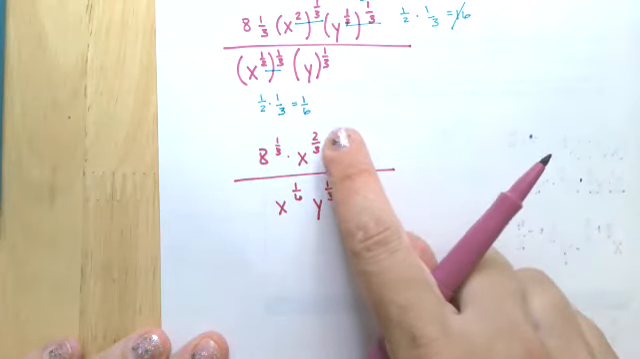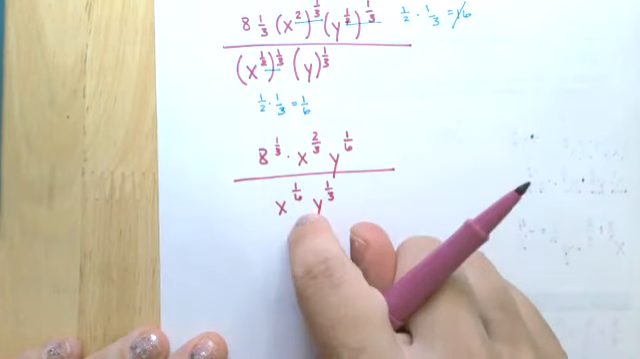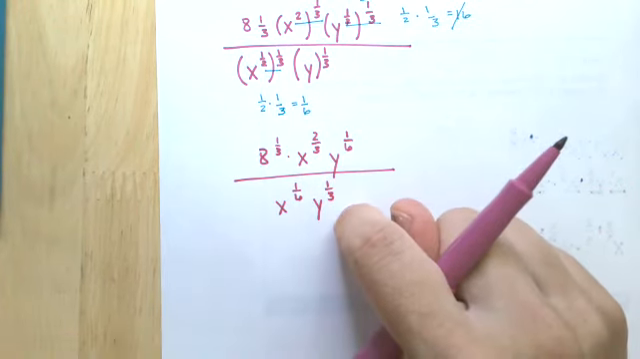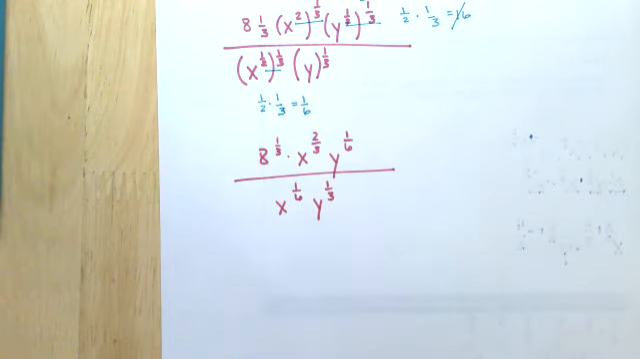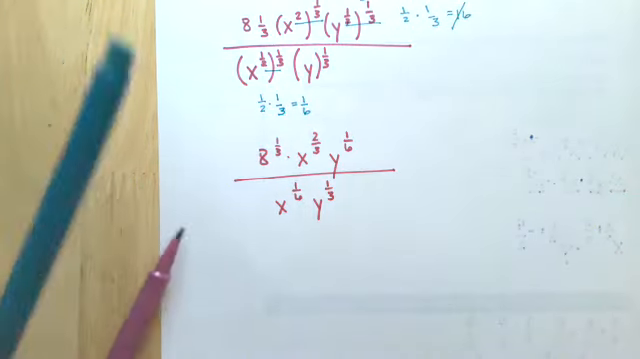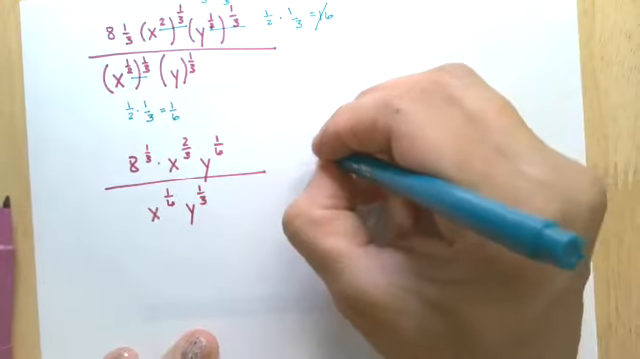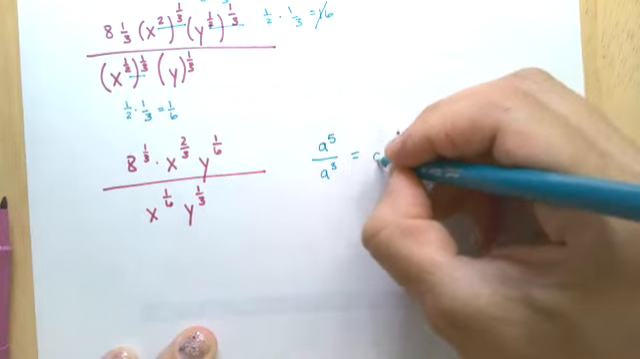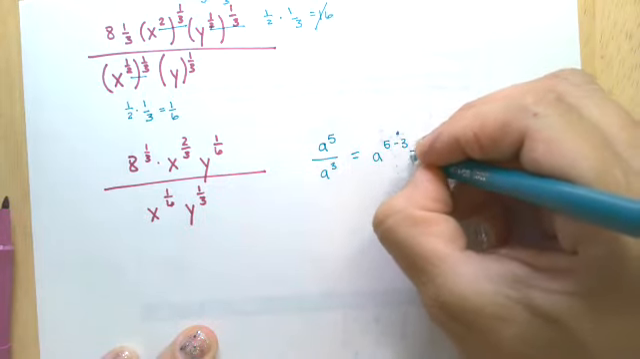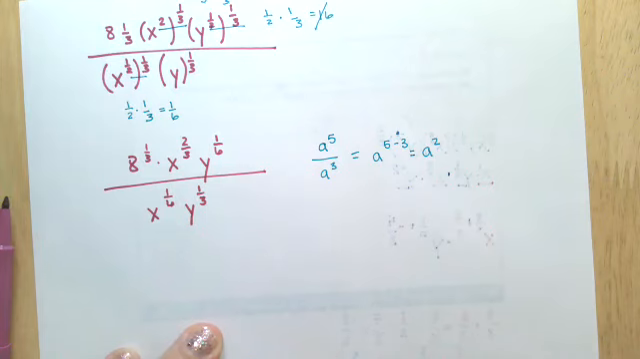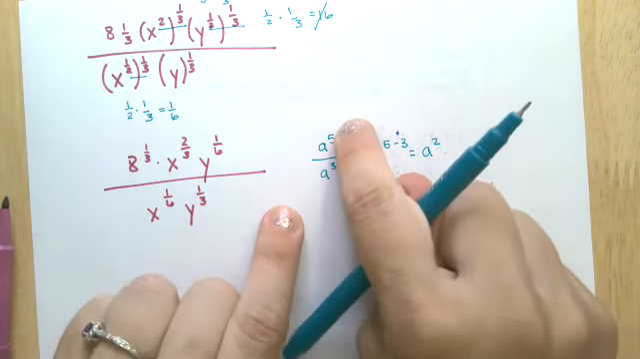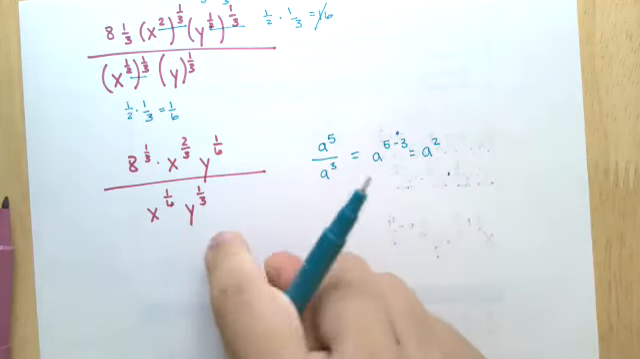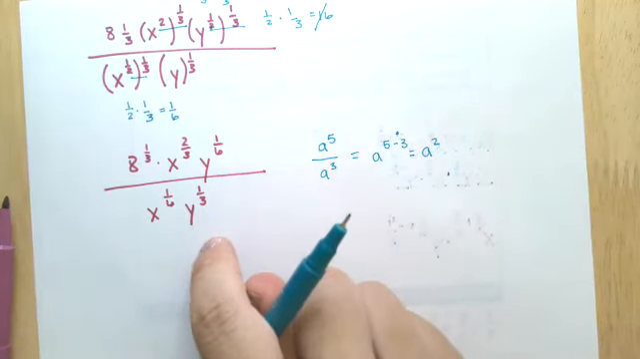Now we have some x's on the top and x's on the bottom, x's in the numerator and x's in the denominator. So you can subtract these exponents, just like if it was a to the 5th over a to the 3rd. That can be a to the 5 minus 3. This can be a squared, and you're done. So a to the 5th over a to the 3rd becomes a squared. This is harder because it's a fraction, but we can do it, okay?